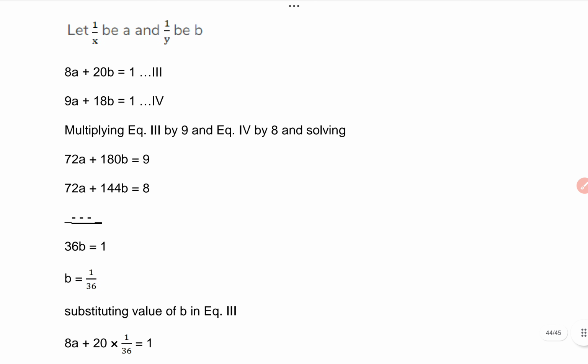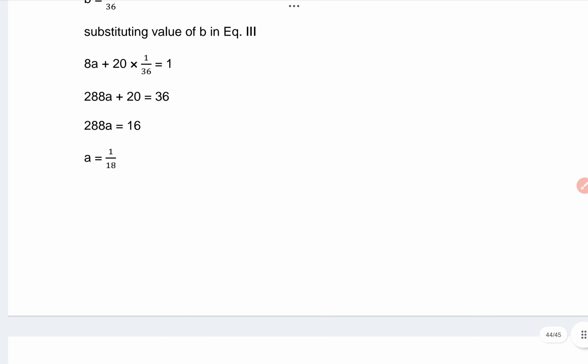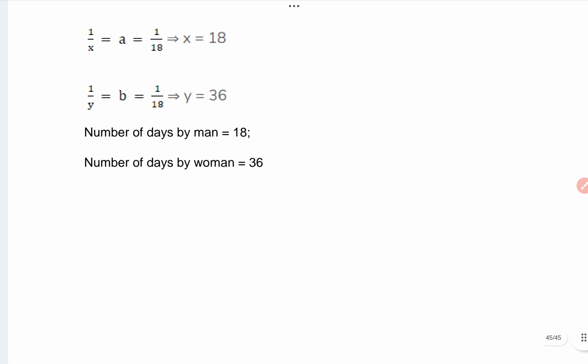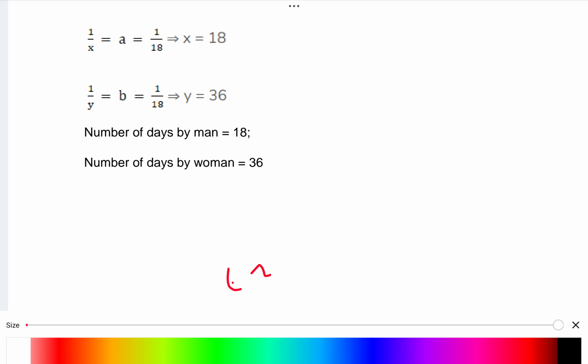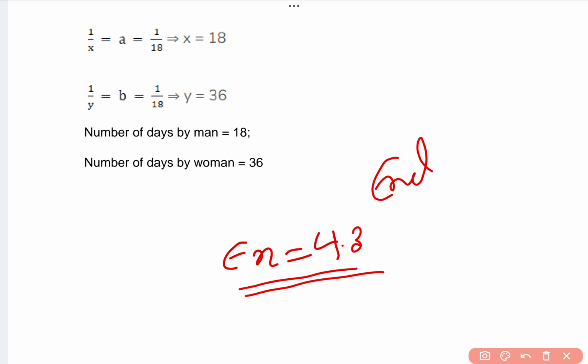Okay, then here you can see. Well, so this is our exercise 4.3, that's one. Okay, 4.3 is totally completed. Actually, this chapter is only completed, that's the end here.